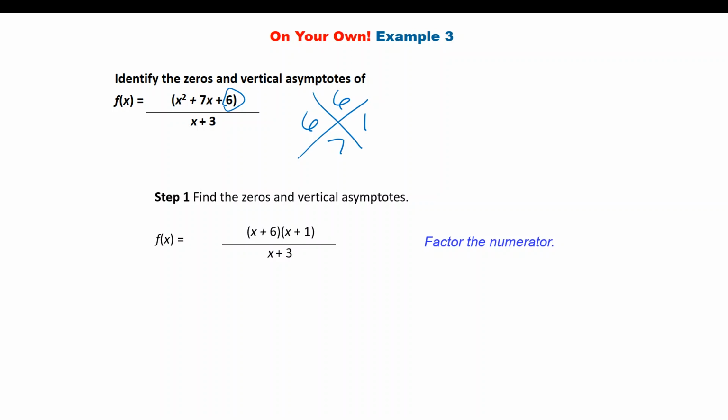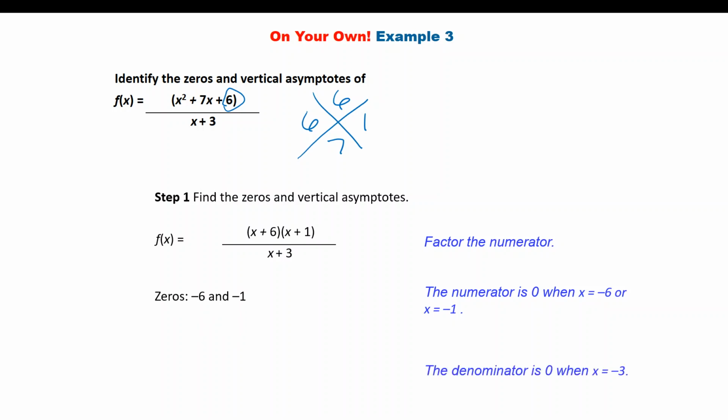All right, the next thing we want to do is go ahead and notice that the numerator is 0 when x equals negative 6 or x equals negative 1. All right, so that just tells us that there are zeros at negative 6 and negative 1. All right, when we look at the denominator, we see that when x is negative 3, then the denominator is 0, and we talked about that being undefined, and now we know that that tells us that there is a vertical asymptote at x equals negative 3.